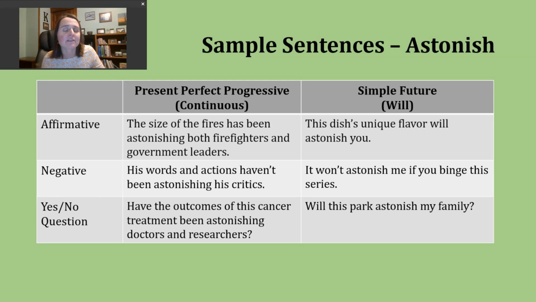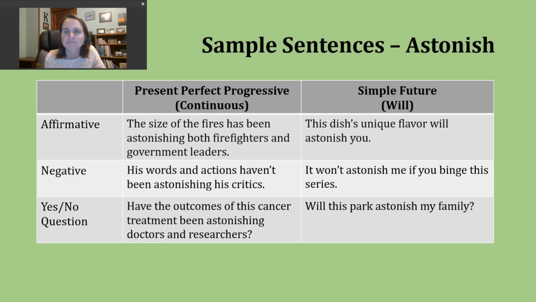If you want to make a negative simple future sentence, again, start with your subject, use will not, and then the base verb. Remember, the contraction for will not is won't, W-O-N apostrophe T. We pronounce that word with a long O sound. Here's another example. It won't astonish me if you binge this series. Okay? This might be getting into a little bit of a prediction, or someone thinks maybe a particular TV show, maybe something that's on a streaming platform is so good you're going to want to watch one episode after another, and so forth.